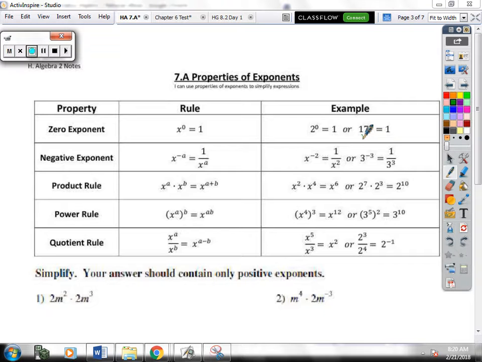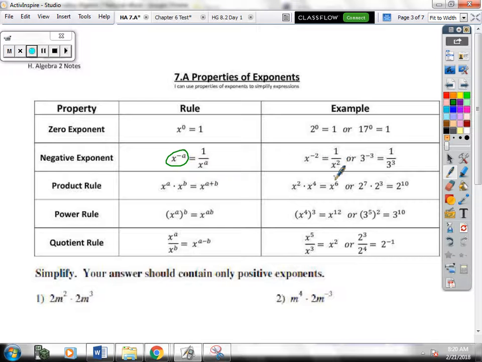Your negative exponent rule: you cannot leave negative exponents in your final answer. That's not simplified. So negative exponents just move to their opposite location, usually to the denominator, and then they become positive. So you can see x to the negative 2 power would become 1 over x to the positive 2.